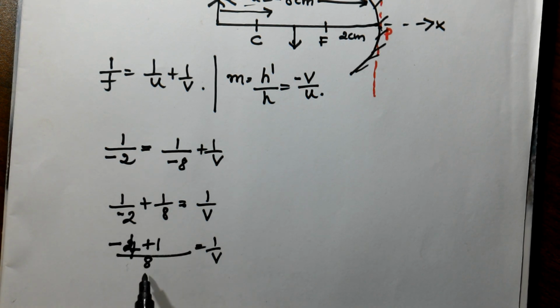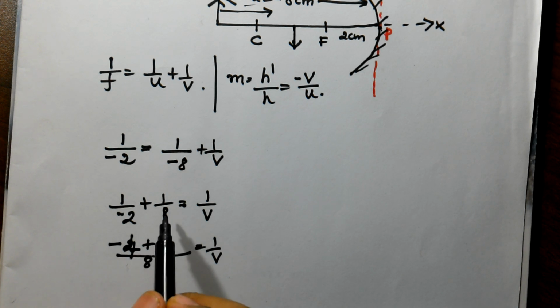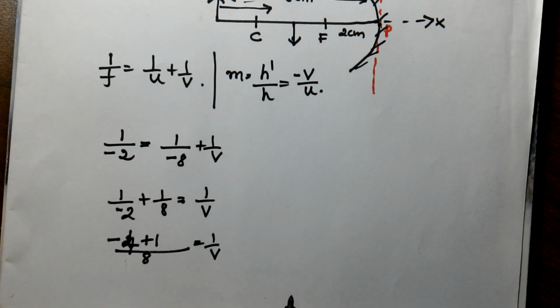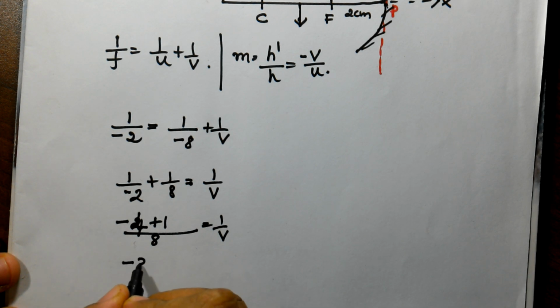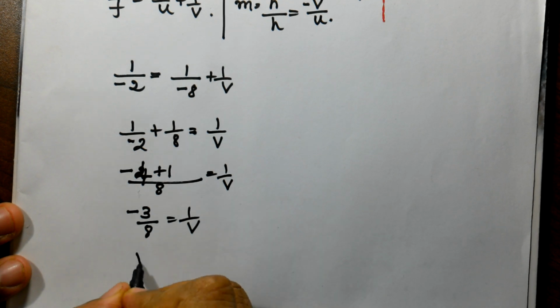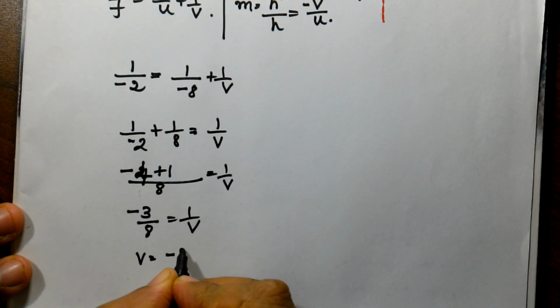Minus 2 4s are minus 4, and 8 ones are 1. Yes, correct. That is equal to minus 3 by 8. That is 1 by V. So what is V equal to? V is equal to minus 8 by 3.